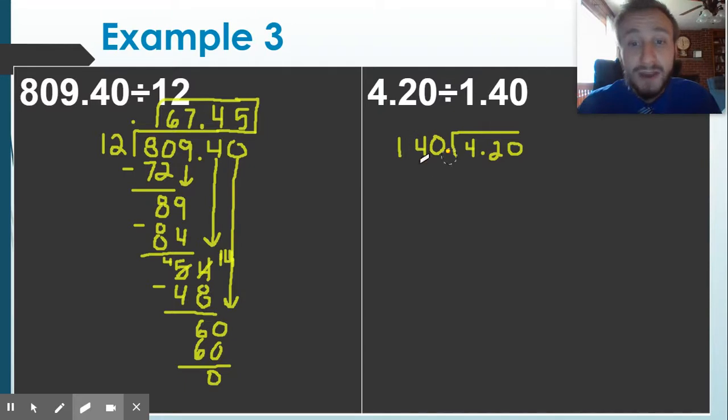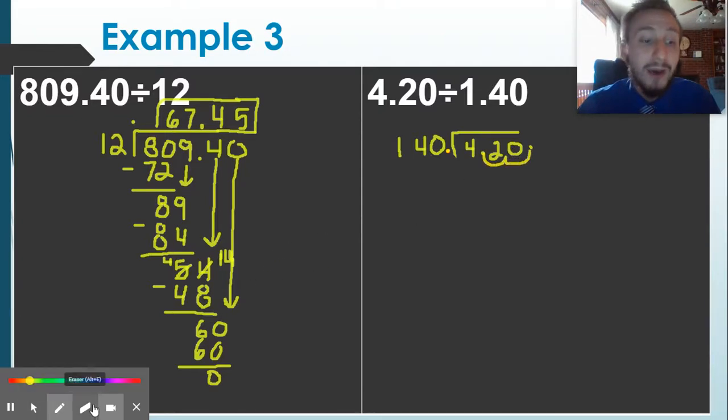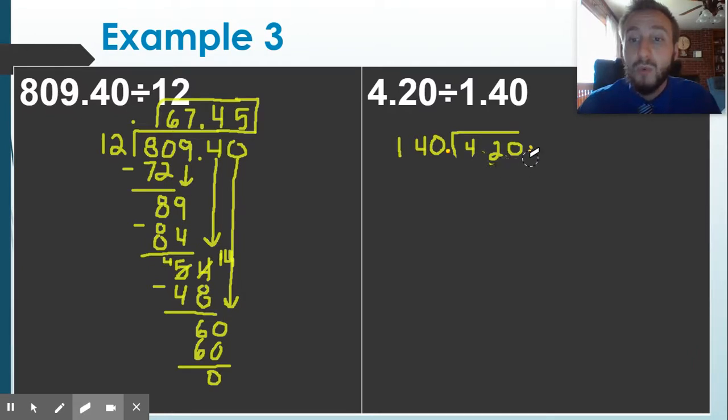So if you move it twice in the divisor, we need to move it 2 times in the dividend. Once, twice. So now we're dividing 140 into 420. Okay? So hopefully that makes a little bit of sense. You want to work with regular numbers that don't have decimals in the divisor. If you look over here, it was okay that the decimal was in this dividend, the inside number.